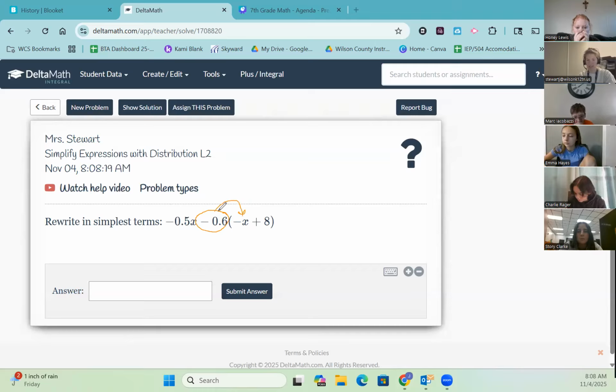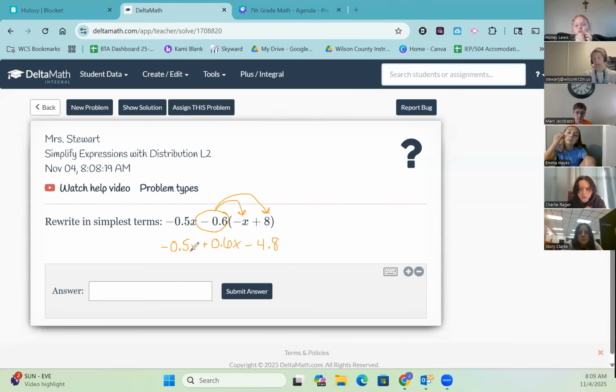0.6 times x and 0.6 times 8. All right, so we don't do anything with this first, so we're just going to leave our 5/10 x. All right, negative times a negative is a positive. 0.6 times x is 0.6x. And then a negative times a positive is a negative. And then 6/10 of 8, hold on. So that is negative 4.8, or 4 8/10. Okay, you guys with me here?